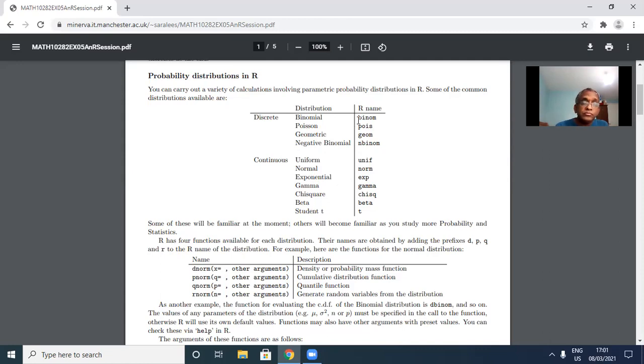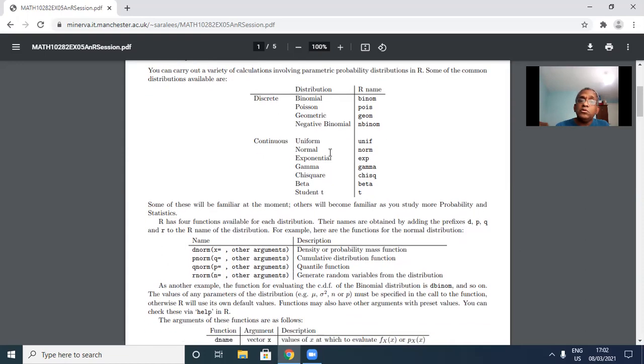Right? So for each distribution, there's an abbreviation. The abbreviation for binomial is BINOM. The abbreviation for Poisson is POIS. The abbreviation for geometric is GEOM. The abbreviation for uniform is UNIF. For normal, it is NORM, and so on.